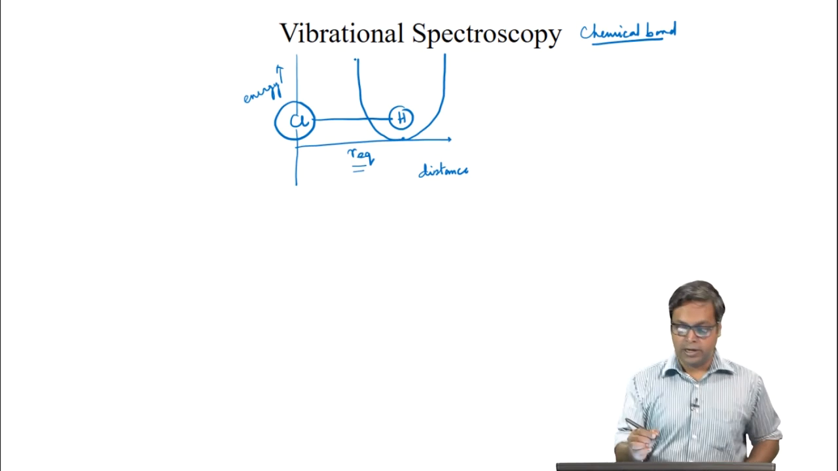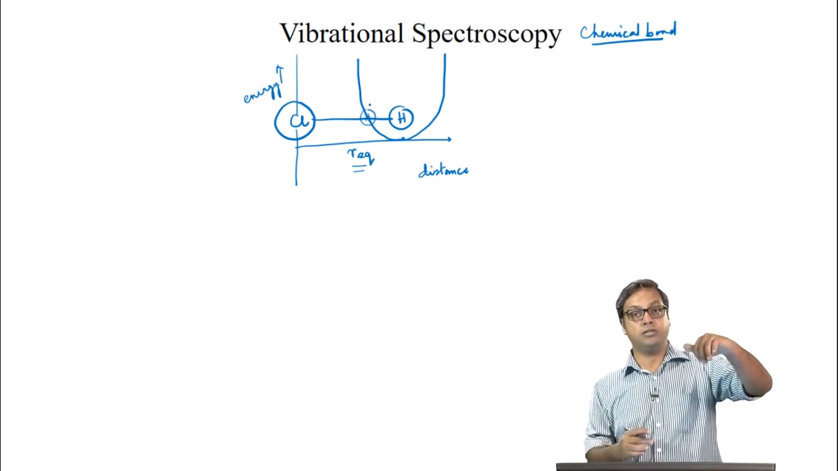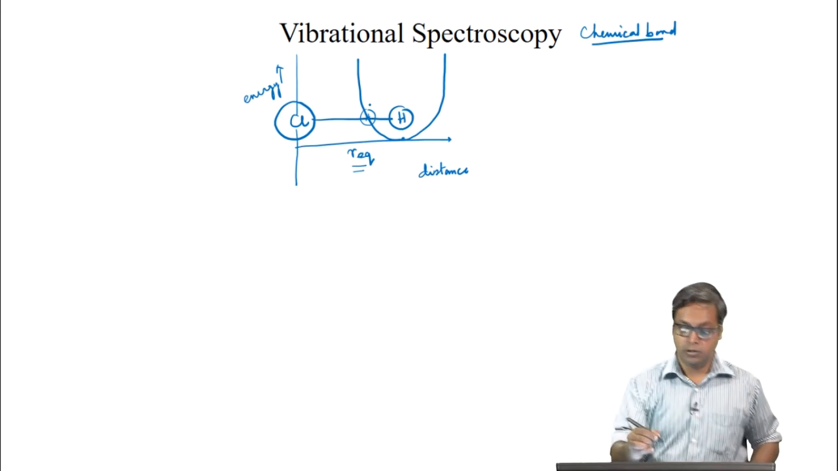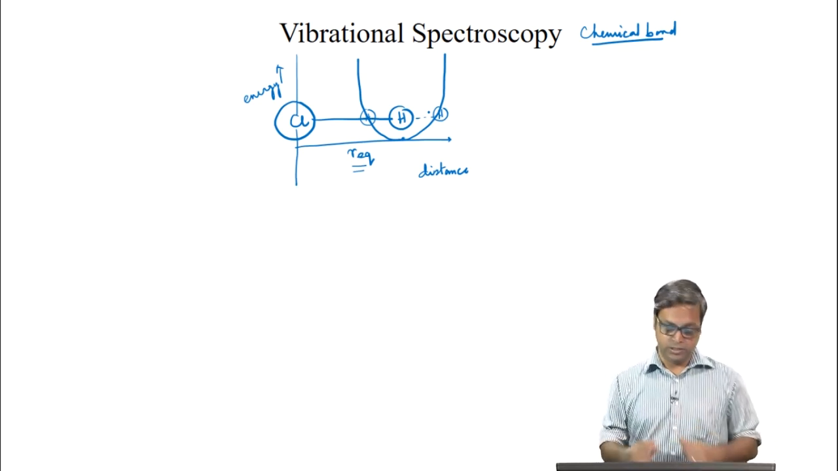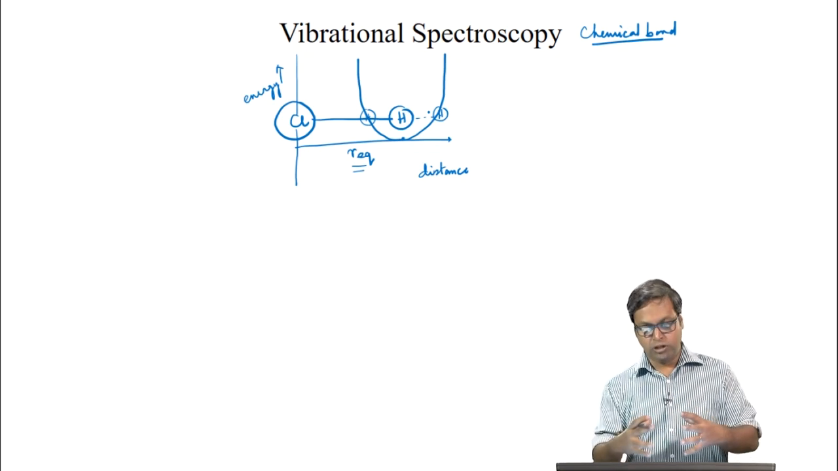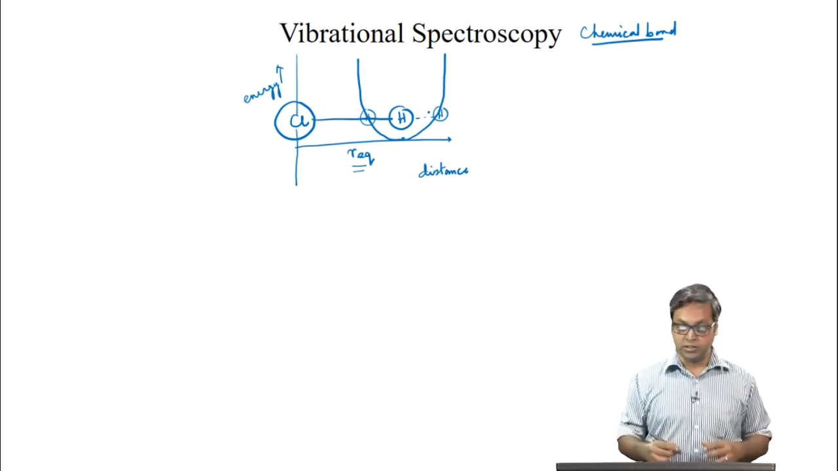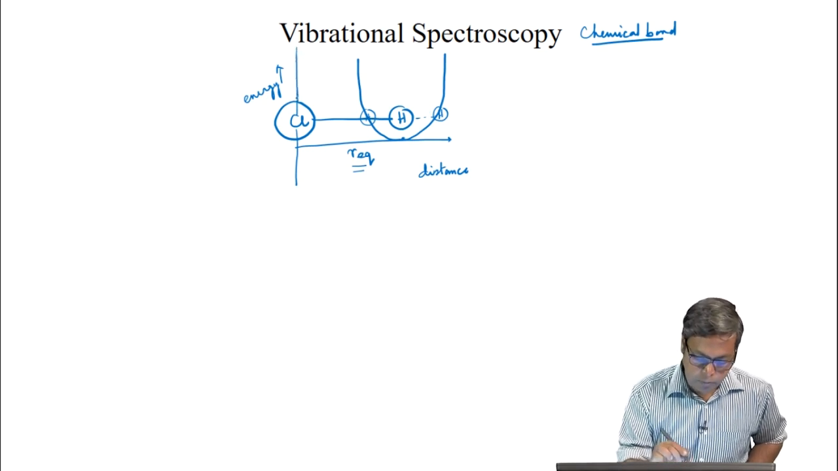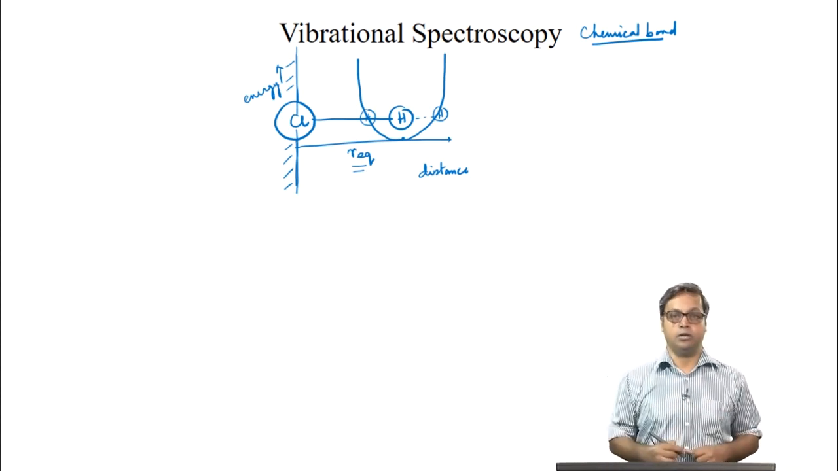That means if we push the chlorine and hydrogen atoms closer to one another, that is, if we put the hydrogen atom here, there will be an increase in energy. And if we pull these two atoms apart, that is, we put the hydrogen atom here, there will also be an increase in energy. So, either pushing or pulling, that means changing the internuclear distance, will change the energy of the system. Here, let us say the chlorine atom is embedded on a wall, and we are pushing and pulling only the hydrogen atom.